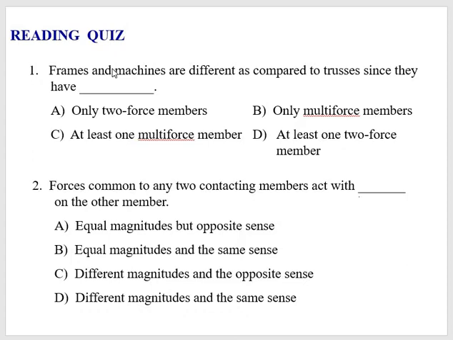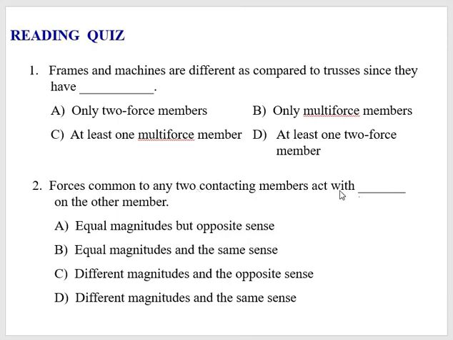So frames and machines are different as compared to trusses, since they have at least one multi-force member, right? Trusses are only two force members. So if you don't know what those terms mean, you go back and define those first, but you should know that they're different because they have multi-force members.